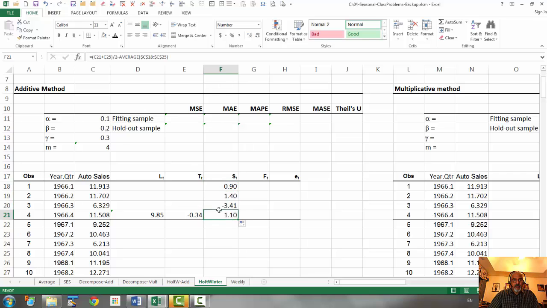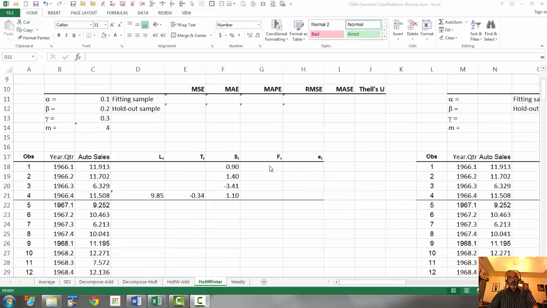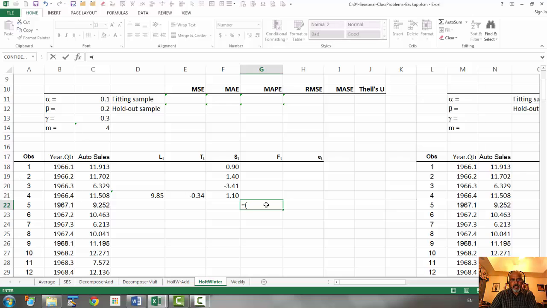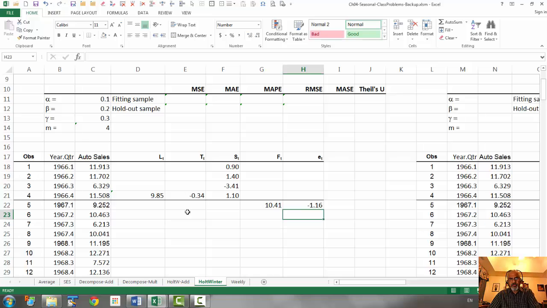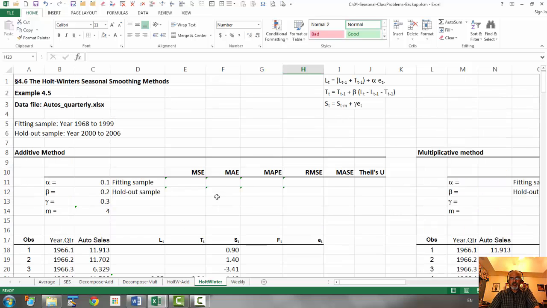Up to this point is exactly the same as what we did previously. Now that we have set the initial values up, let's do the forecasting. So the first forecast is going to be, since this is the additive model, and you're going to be doing the multiplicative model in just a little bit, these two plus the seasonal factor. The error is the auto sales minus the forecast. All of this is exactly the same as what we did previously.